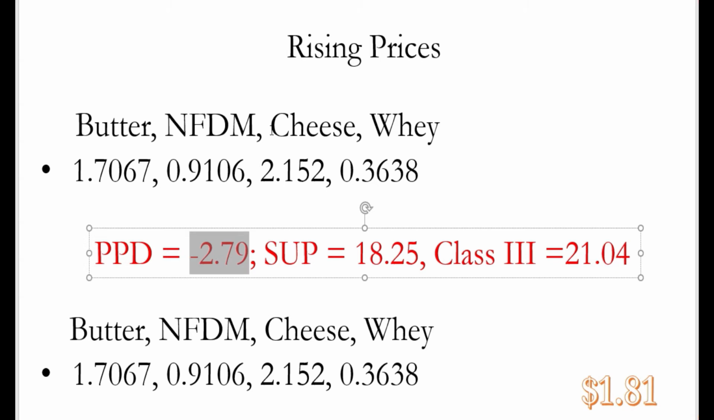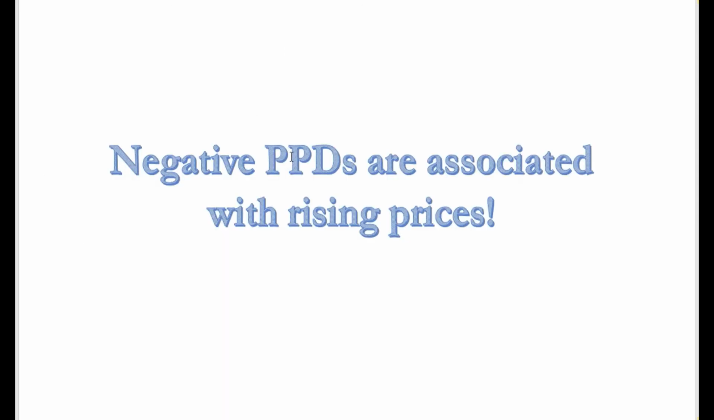So $1.81 of this negative PPD was due to the fact that prices were much lower during the advanced period than during the actual payment period. The one thing that this reminds us is that negative PPDs are associated with rising prices.